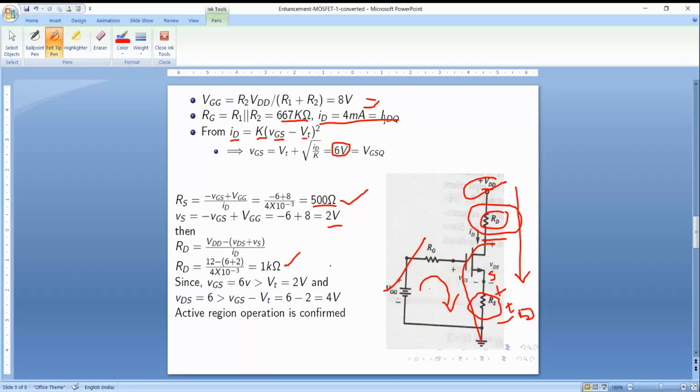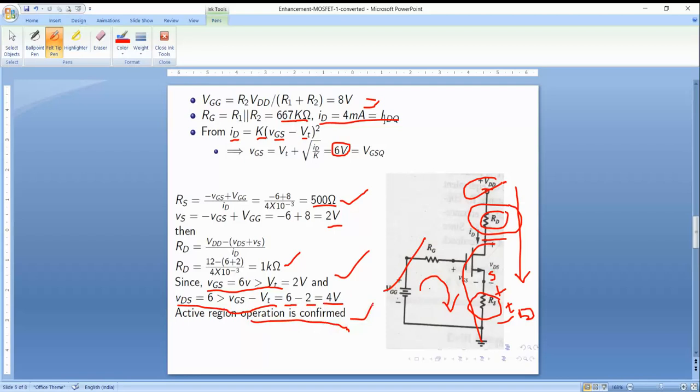Now we have to verify whether our assumption is correct or wrong. Since VGS is 6 volts, and 6 volts is greater than VT, the first condition is satisfied. What is the first condition? VGS should be positive and greater than the threshold voltage. The second condition is VDS should be greater than VGS minus VT. VGS we got is 6 volts and VT is 2 volts, so VGS minus VT is 4 volts. The VDS value given is 6 volts, which is greater than 4 volts. So active region operation is confirmed.